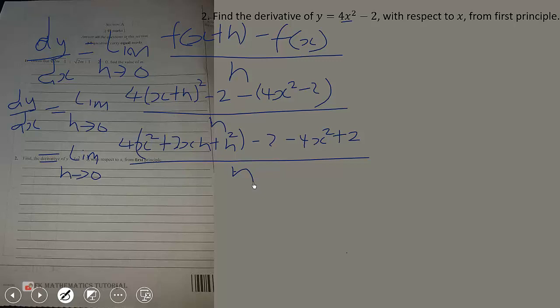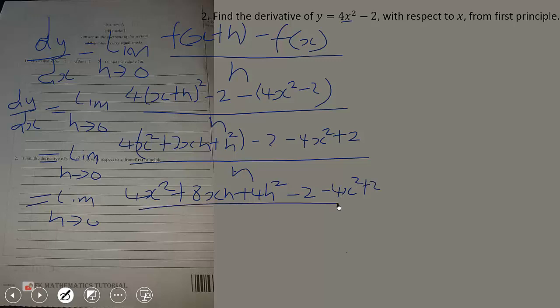So let me expand this one as well. So we have the limit as h approaches 0 of 4x squared plus 8xh plus 4h squared minus 2 minus 4x squared plus 2, all over h. So this 4x squared will cancel this 4x squared, and these 2 cancel this negative 2. So we have 8xh plus 4h squared.